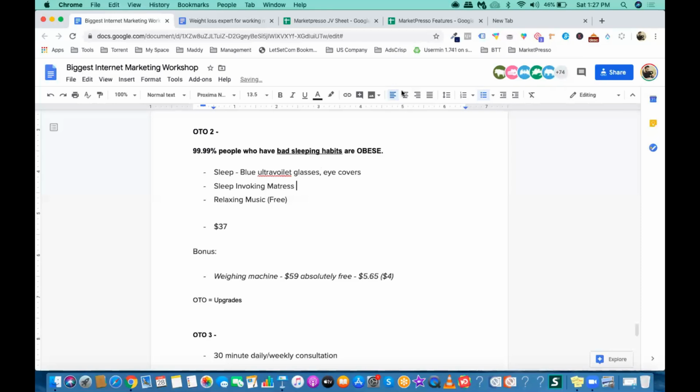Sleep invoking mattress. You know what? I can get a mattress on Alibaba for $2 for sure, and the eye covers, they would be even less than $1. So this product I can create in less than $10, and then the kind of marketing that I am doing, and the kind of copywriting that I am doing, and the kind of value that I am creating, for that I'm charging $37.